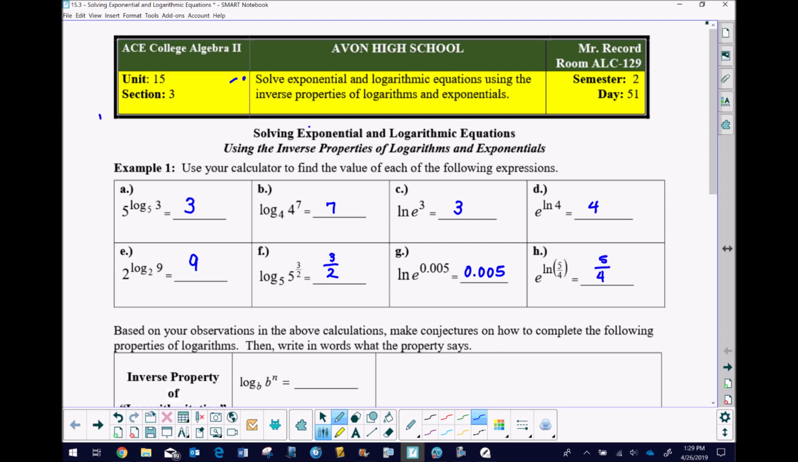So the inverse property is very, very simple. And the idea behind it is just that logarithms and exponentials are inverses of each other, and they will sort of eliminate each other.